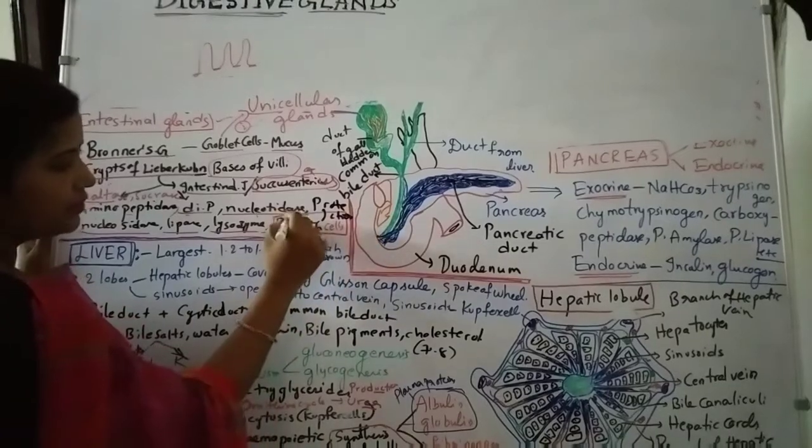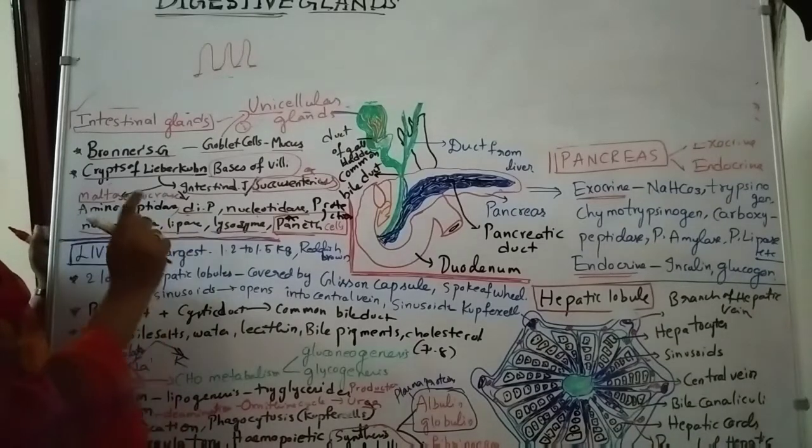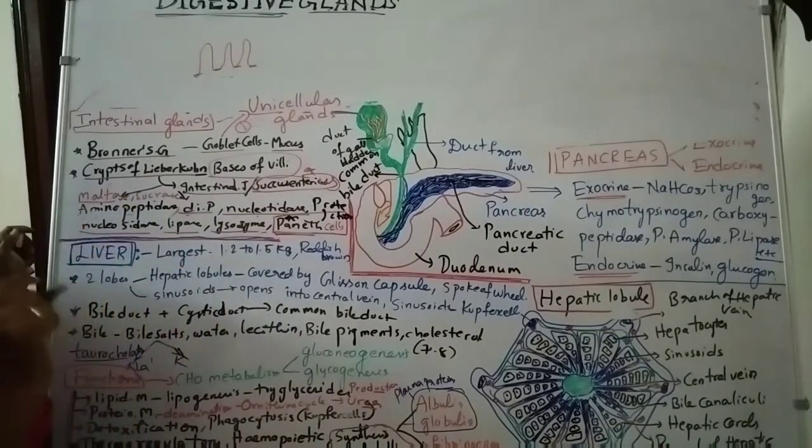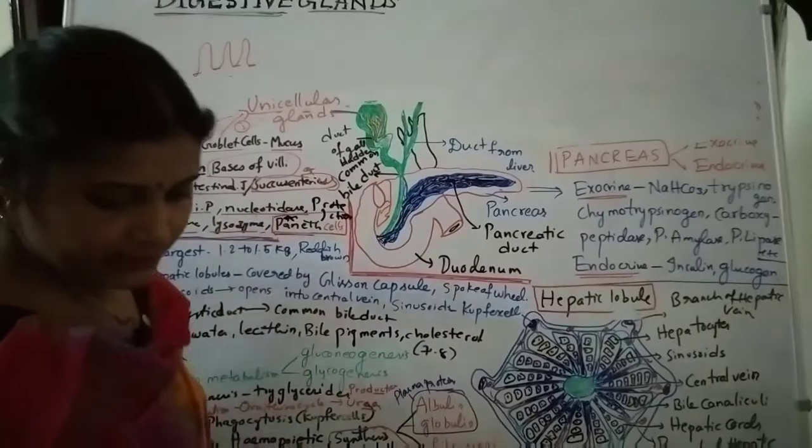Paneth cell. Remember this point. Which cells are responsible for protection in the intestinal juice or intestinal glands? Paneth cells are responsible for protection. This is about the intestinal glands. Okay, next we will go to the pancreas.